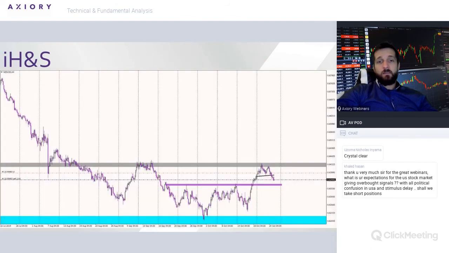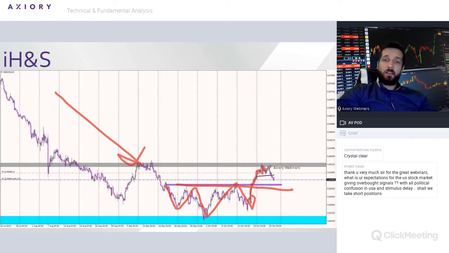Let's see in the real world. This is a beautiful example. I also traded this myself. Here is an inverse head and shoulders formation after a downswing, breakout of the neckline, and an upswing. And here was a head and shoulders formation and a downswing.